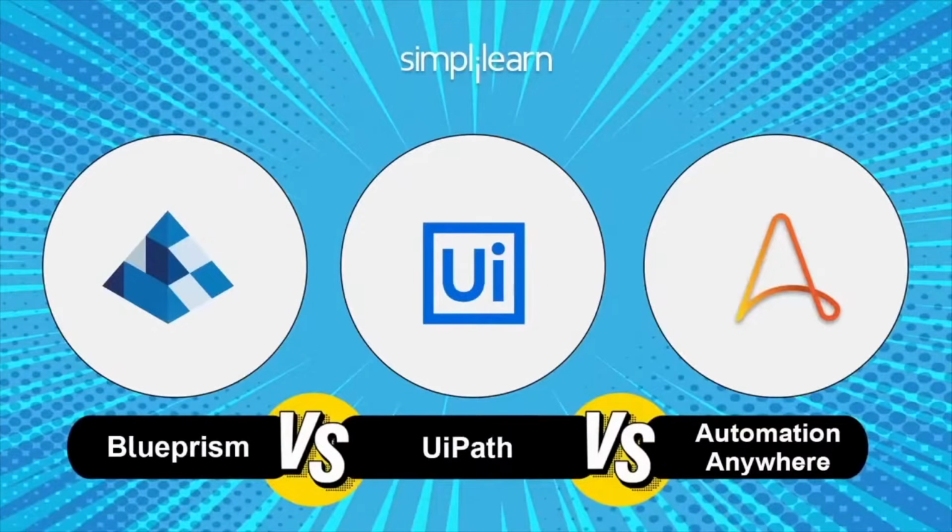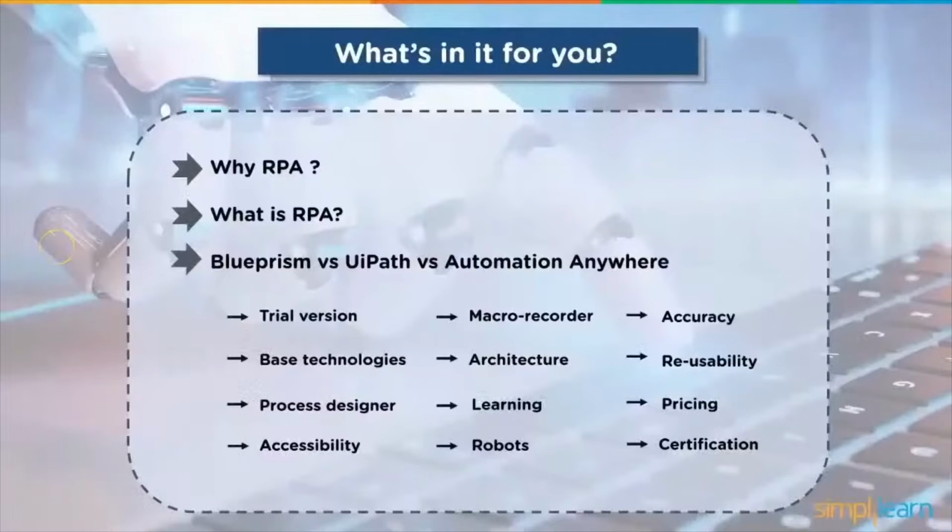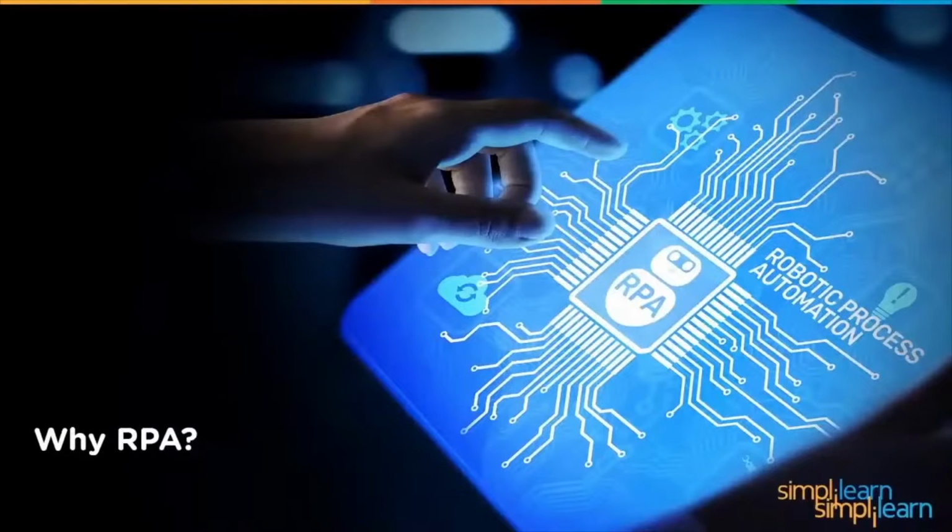In this video, we are going to compare the most commonly used RPA tools, namely Blueprism, UiPath, and Automation Anywhere. So what's in it for you? First, we'll learn why exactly RPA came into picture, and then what exactly RPA is. Lastly, we'll compare the tools based on trial version, base technologies, process designer, accessibility, macro recorders, architecture, learning, robots, accuracy, reusability, pricing, and then certification. So without further ado, let's begin and understand why was RPA introduced.